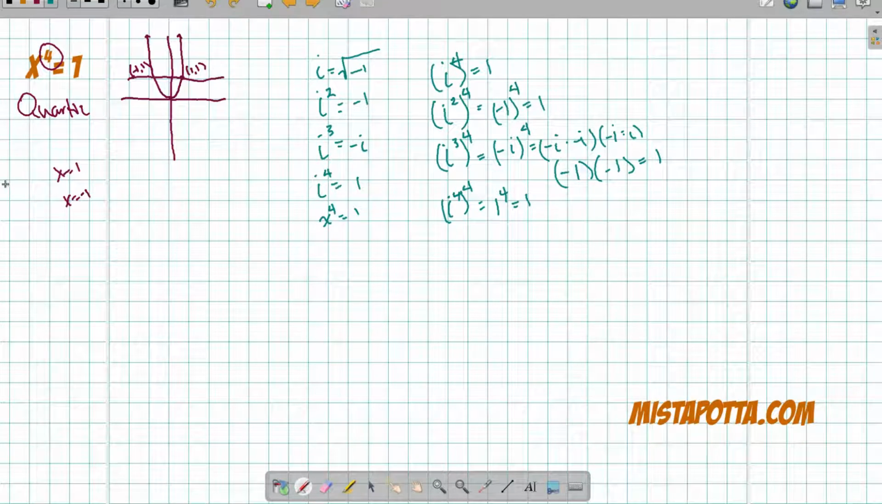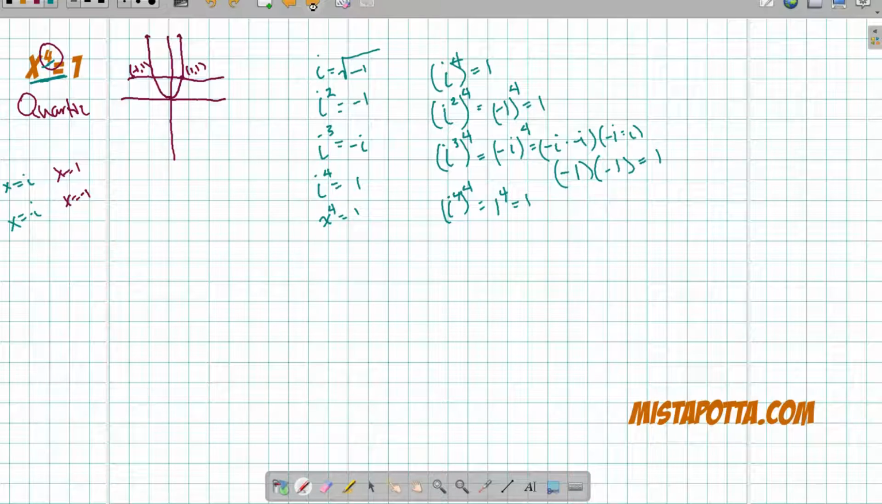So what I really have is four solutions. I know that x equals i is a solution of this equation, and x equals negative i is also a solution to this equation. And so what we notice is that we have a fourth degree equation with four solutions. A second degree equation has two solutions.